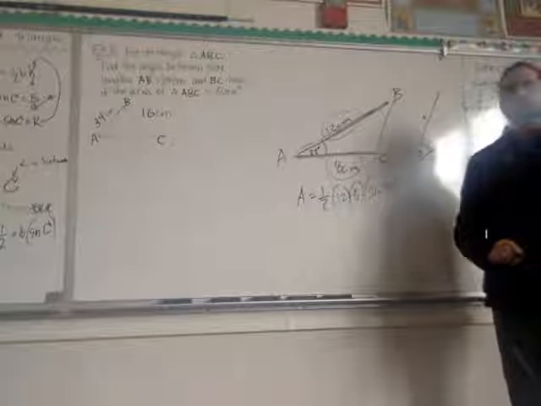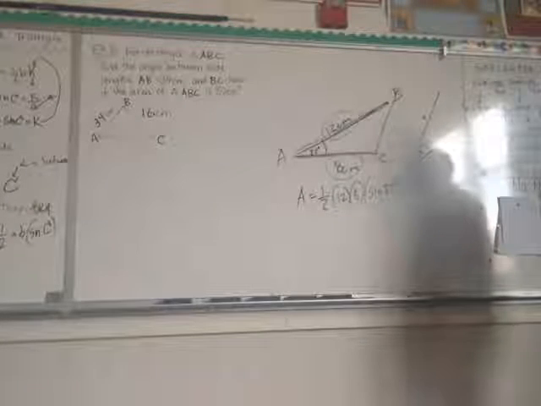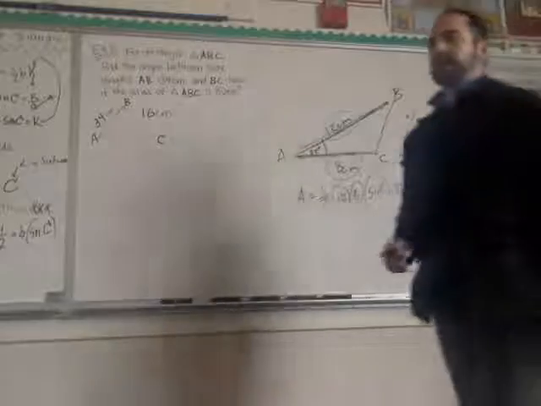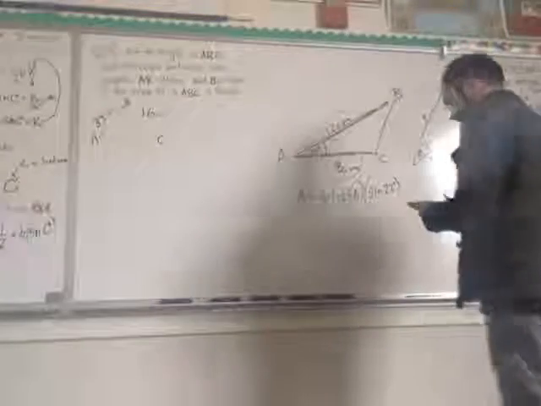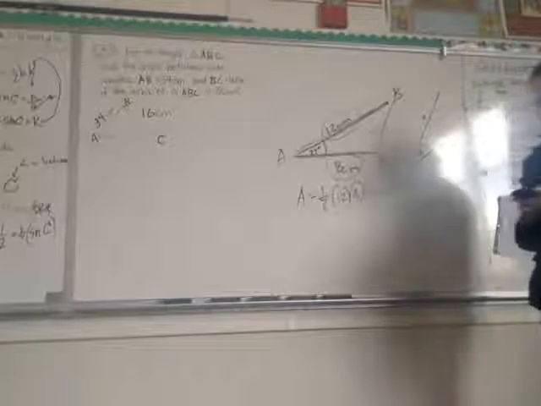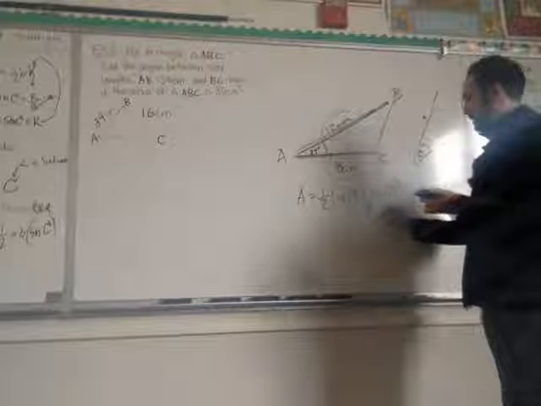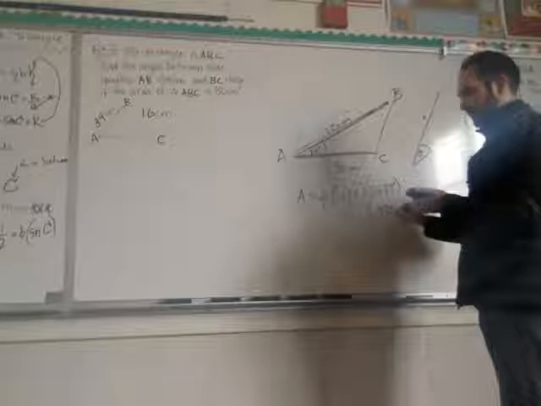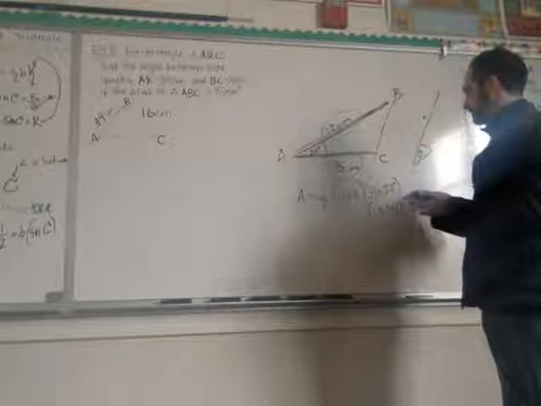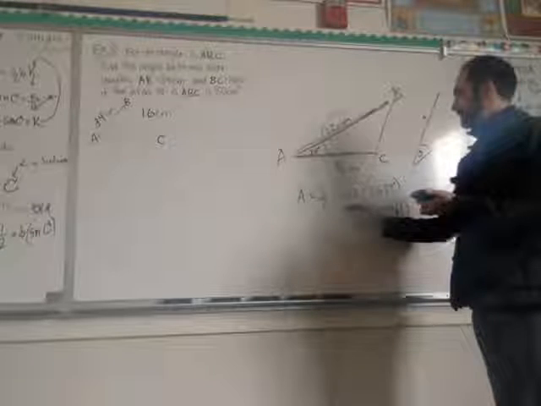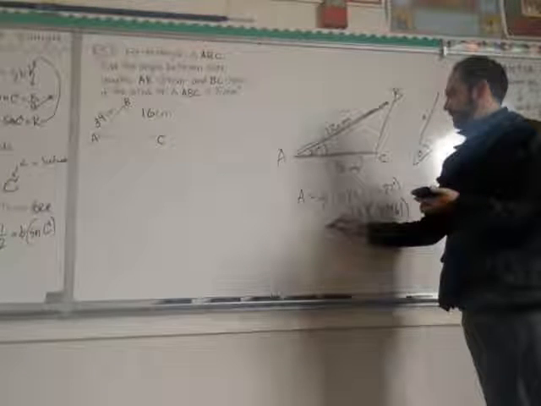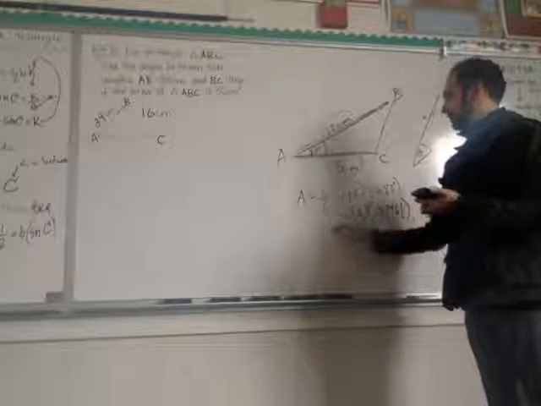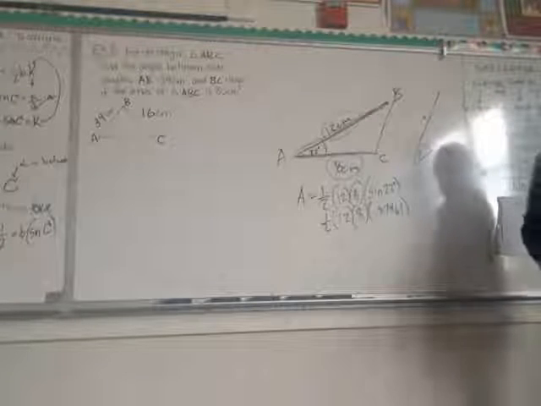What mode do we have to be in for this? Degree mode. So let's go ahead and get out the calculator. Make sure it's in degree mode. I am in degree mode. The sine of 22, 0.37461, times 8, times 12. You're in radian mode.